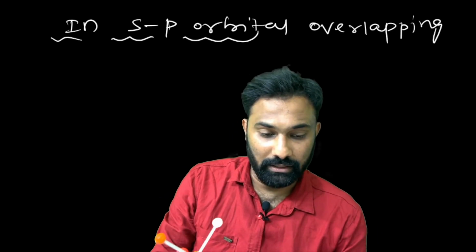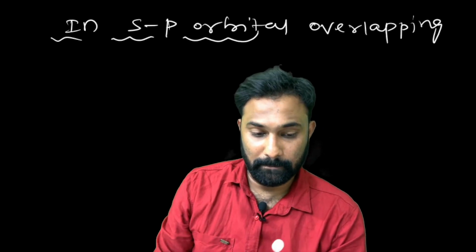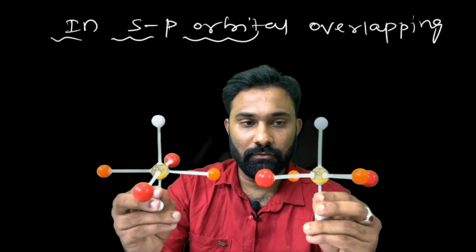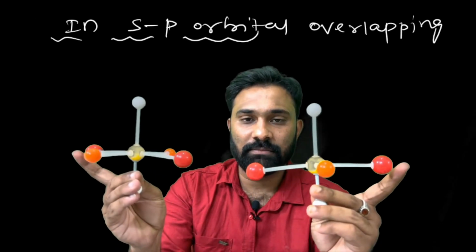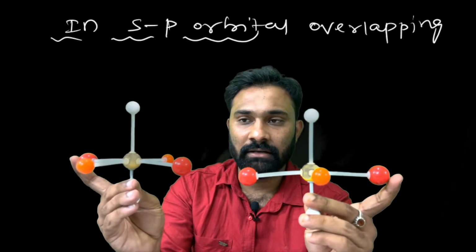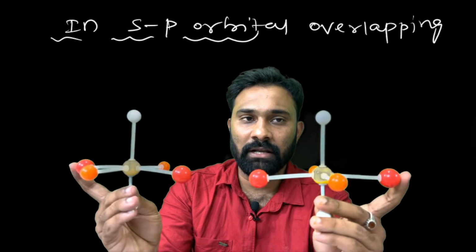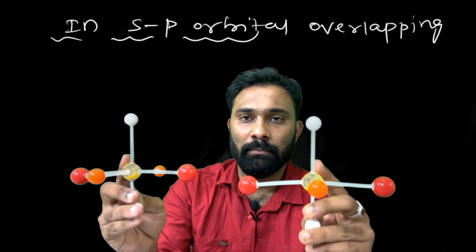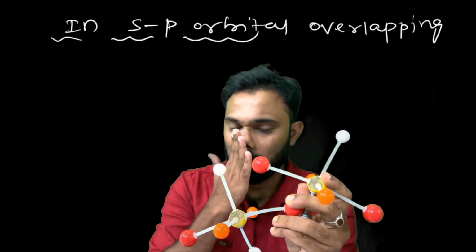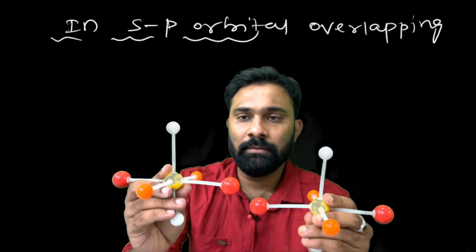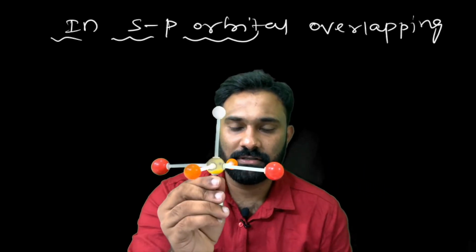Now you can see here, in the P subshell we are having three orbitals. This red one we call a PZ orbital, the white one we call a PY, and this one we call a PX. So for the p subshell, we are having three orbitals.